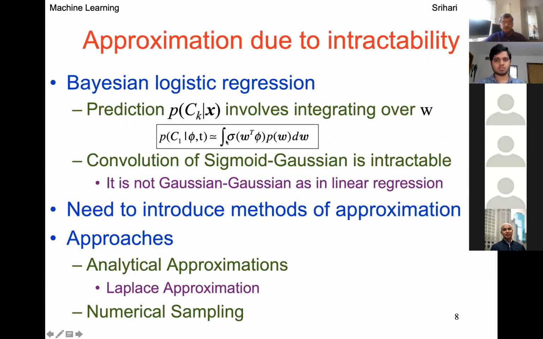So this tells you a little bit about approximation due to intractability. So Bayesian logistic regression, the prediction p(C_k given x), you understand this problem. We are trying to predict the class given the input. Doing this involves integrating over W. So we can write it like this, given the set of outputs, as a sigmoid of W transpose phi, that is, given a set of weights. That's the standard sigmoid output of the classifier. It's 1 or 0, right?